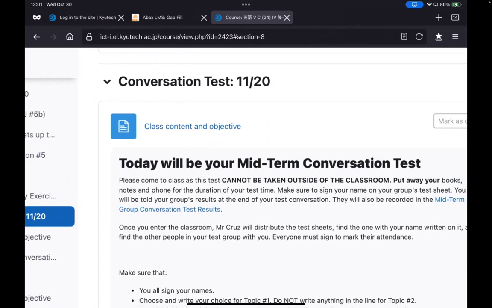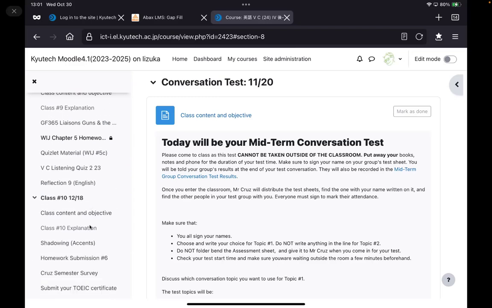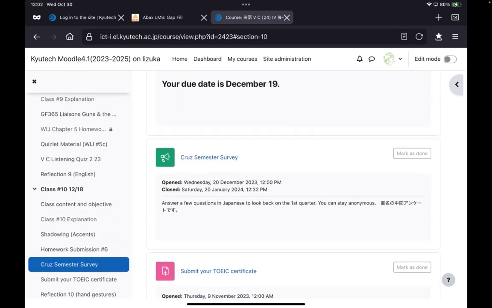Now, one thing that will be different about this semester versus last semester is that you won't be having any more of those Moodle tests for your assessment this semester. We found them a little bit difficult last semester, and I'm trying to figure out why that was a little bit difficult for you, but you don't have any of those. You have only these conversation tests. One conversation test in November, another conversation test in February, because I believe I already put up the information in class 10, because you have a TOEIC test that you have to take.